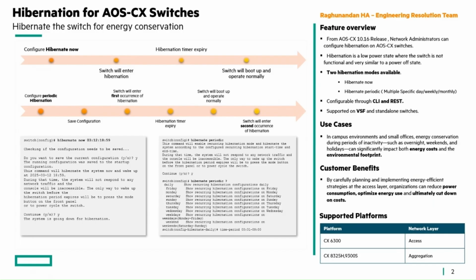Customer benefits: by carefully planning this and implementing energy efficient strategies at the access layer and also the TOR part, right? It means you cannot hibernate the distribution or aggregation layers. But if you consider the access layer and the TORs, organizations can reduce power consumption, optimize energy use, and ultimately cut down the cost as well.